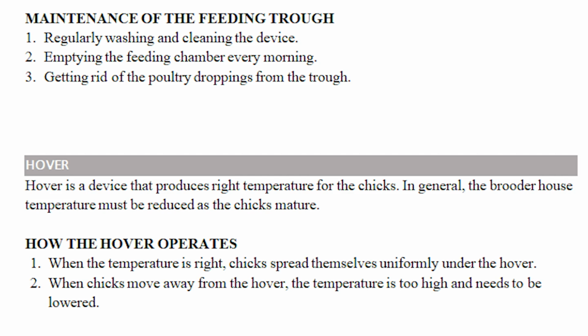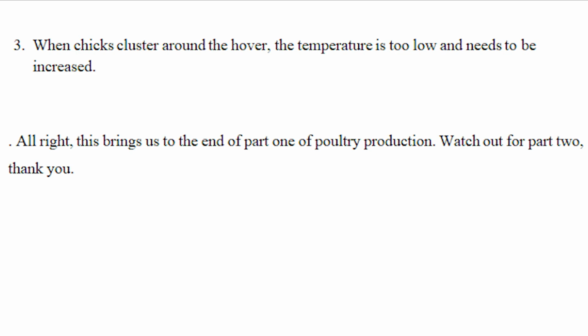All right, let us look at hoover. A hoover is a device that produces the right temperature for the chicks. In general, the brooder house temperature must be reduced as the chicks mature. Let us look at how the hoover operates. Number 1, when the temperature is right, chicks spread themselves uniformly under the hoover. Number 2, when the chicks move away from the hoover, the temperature is too high and needs to be lowered. Number 3, when chicks cluster around the hoover, the temperature is too low and needs to be increased.